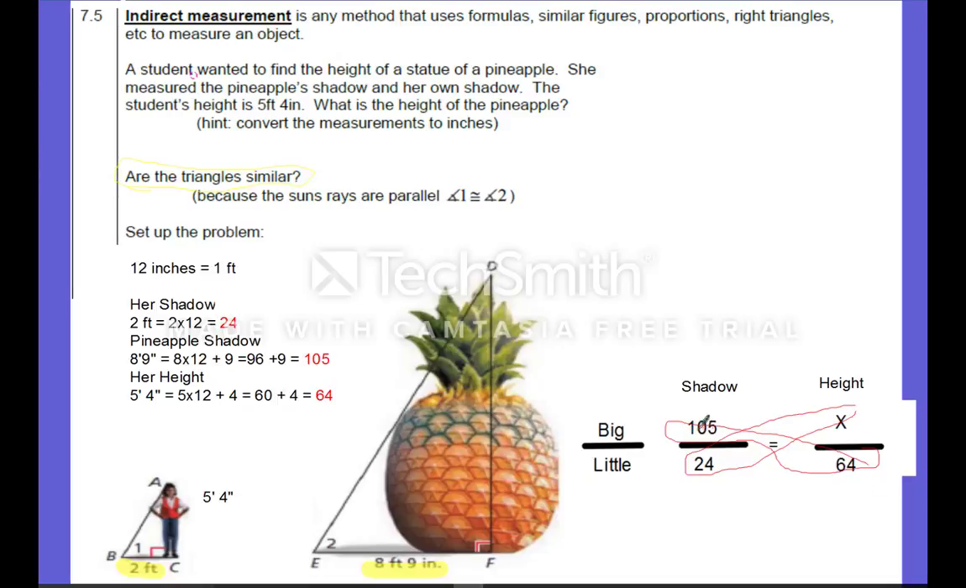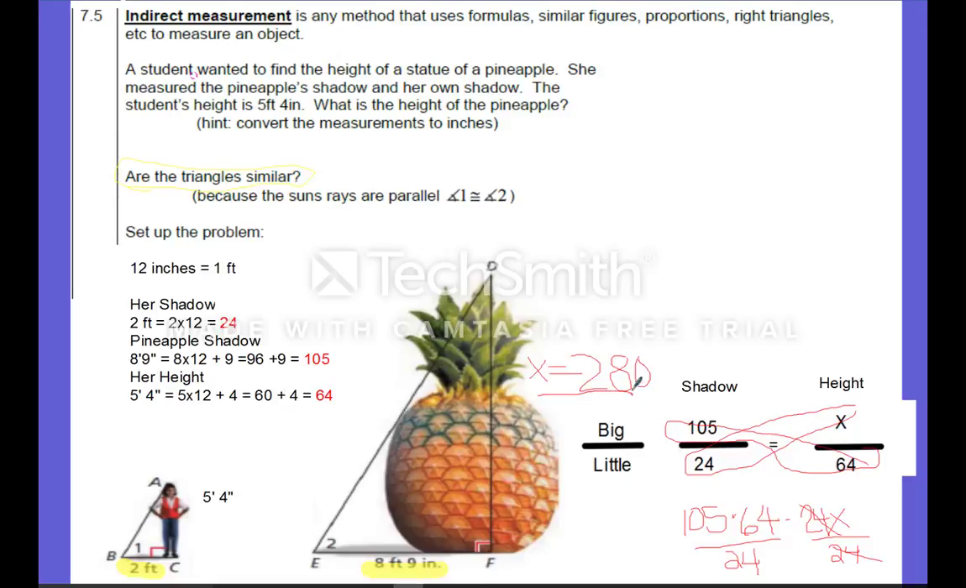Okay, I'm going to cross multiply 105 times 64. I'm going to plug it in my calculator: 105 times 64 equals 24 times x. I have to solve for my unknown, so divide by 24. Divide by 24, and I plug it into my calculator. This goes away. So now I have x equals 105 times 64 divided by 24.